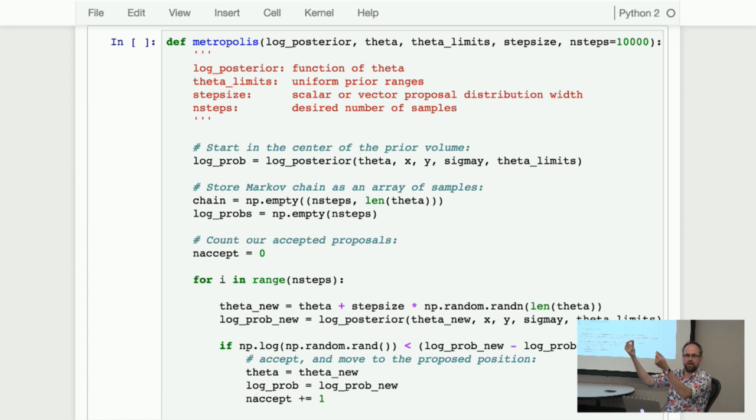So now we have two samples here. If we reject this one, we stay. If we accept it, we go here, and we've made a move. And then we do it again.